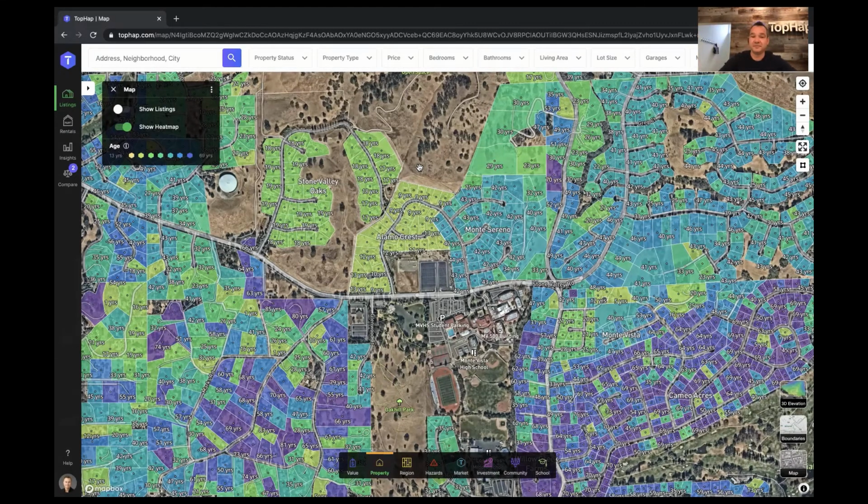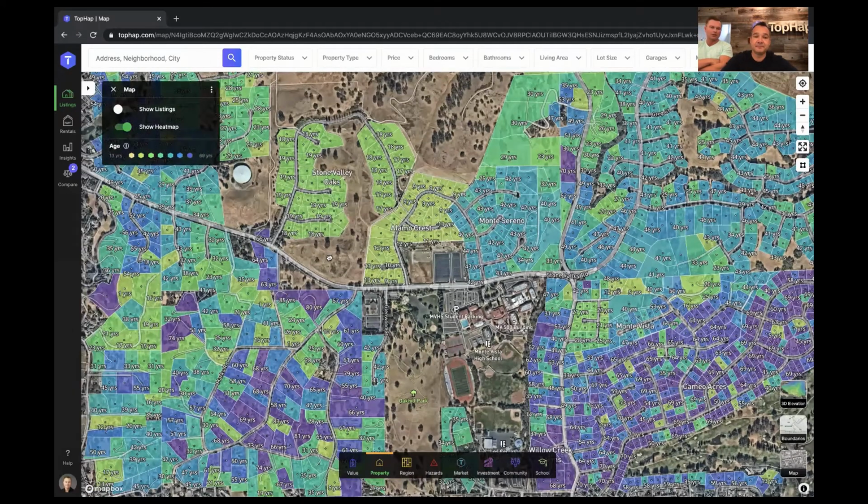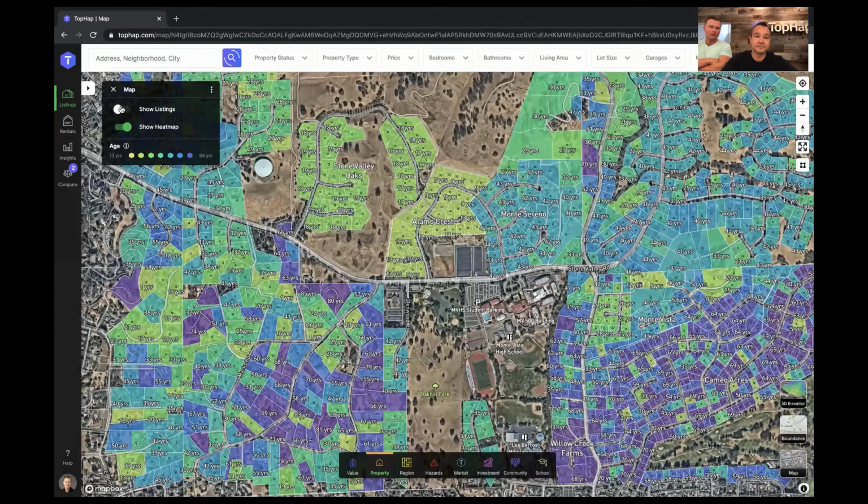Correct. I was just going to say, why is this important, Dennis? Because when you're doing comp analysis, if you have a comp in this neighborhood, but your subject property is in this one, you can't really use that comp without quite a bit of an adjustment. So turn the listings on. Let's layer listings over it and show them what that really looks like.